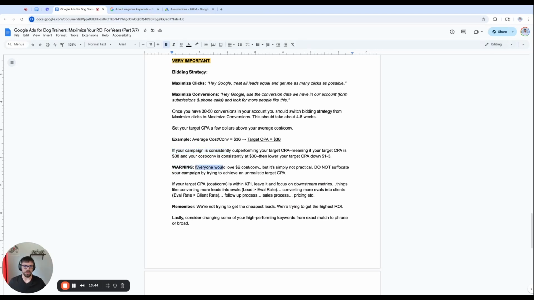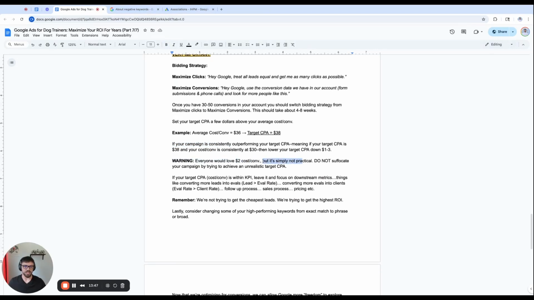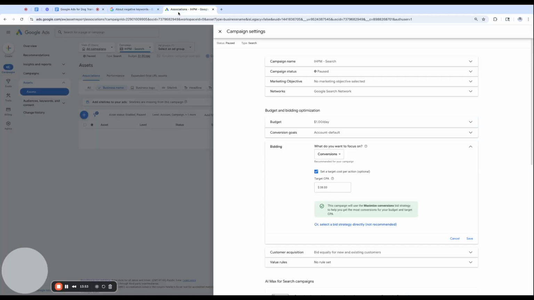Warning: everyone would love a $2 cost per conversion, but it's simply not practical. Do not suffocate your campaign by trying to achieve an unrealistic target CPA. Obviously we want to get the cheapest leads possible. But if after 6 weeks you have 40 conversions and the average cost per conversion is $36, you wouldn't want to tell Google, I want you to find $5 leads for me. You're going to over constrain Google, and what you're going to end up with is no clicks at all. You're over constraining Google's algorithm, and they're not going to be able to find you leads who are that cheap. So don't overdo it here. Give Google some room.